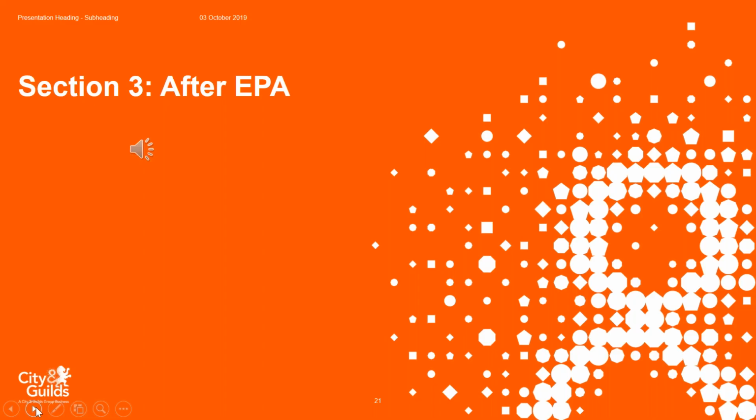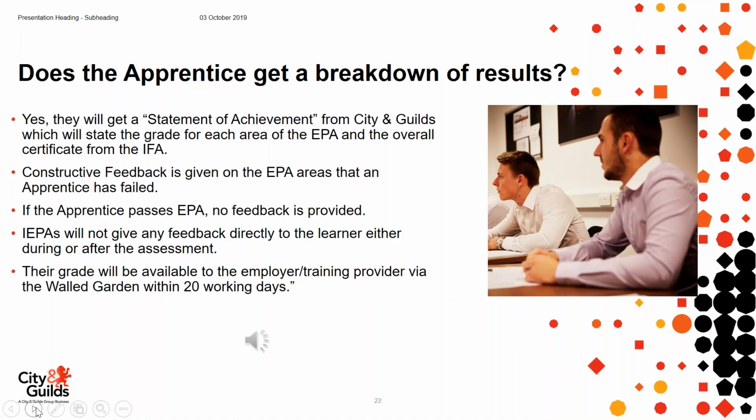The next slide will cover some information about what happens after endpoint assessment has been completed. The apprentice won't receive the results on the day of the endpoint assessment. We will have the results ready to view on the walled garden within 20 days. We don't give feedback if the apprentice passes the EPA. If the apprentice fails, we will give constructive feedback. A statement of achievement will also be provided along with the Institute for Apprenticeships certificate.